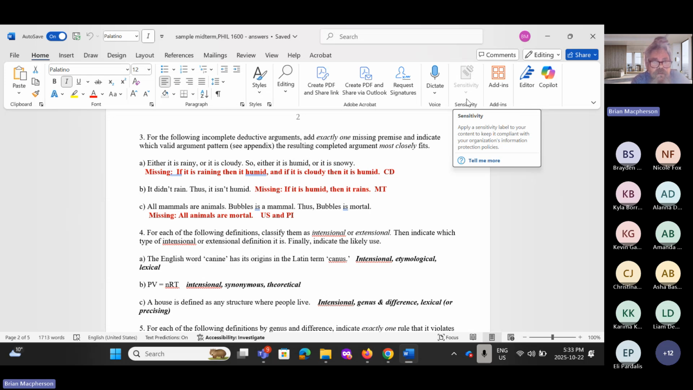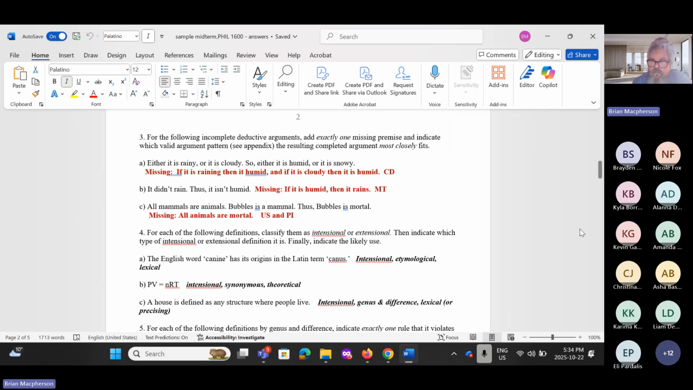Okay. The last one in this section, all mammals are animals. Bubbles is a mammal, thus Bubbles is mortal. So everything is there except we're missing the term mortal, right? So we need to add in a premise that will give me Bubbles is mortal, that contains the word mortal. So we have all mammals are animals, all animals are mortal. By universal syllogism, you get that all mammals are mortal. Bubbles is a mammal, Bubbles is mortal. So it's universal syllogism and predicate instantiation. Remember, predicate instantiation is all A's are B's, X is an A, thus X is a B.